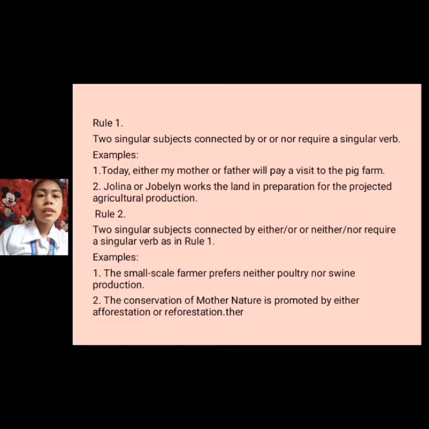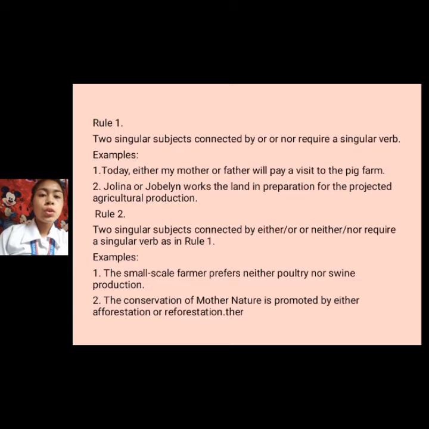Rule number 1. Two singular subjects connected by or or nor require a singular verb. Examples: today, either my mother or father will pay a visit to the pig farm. Second example: Julina or Jubilin works the land in preparation for the projected agricultural production.